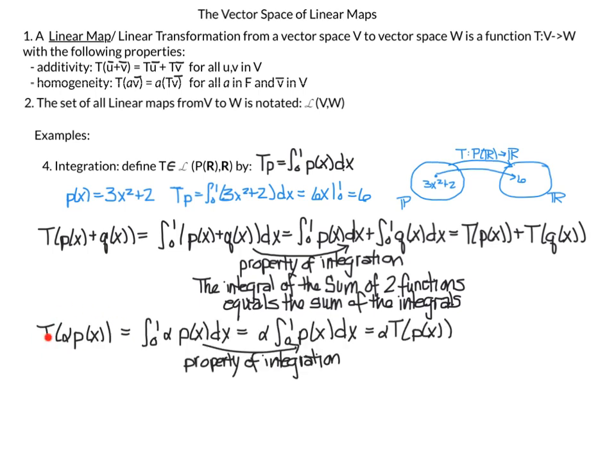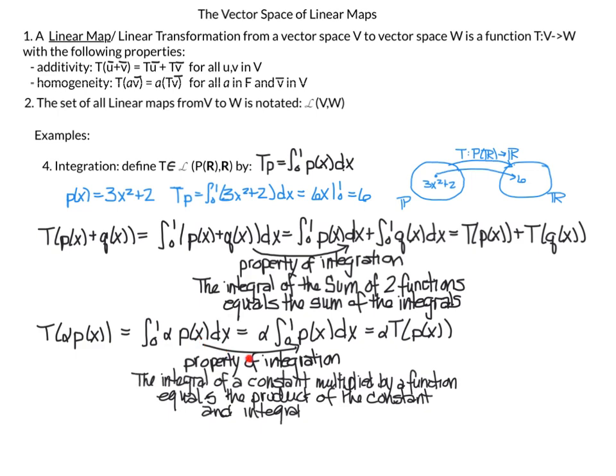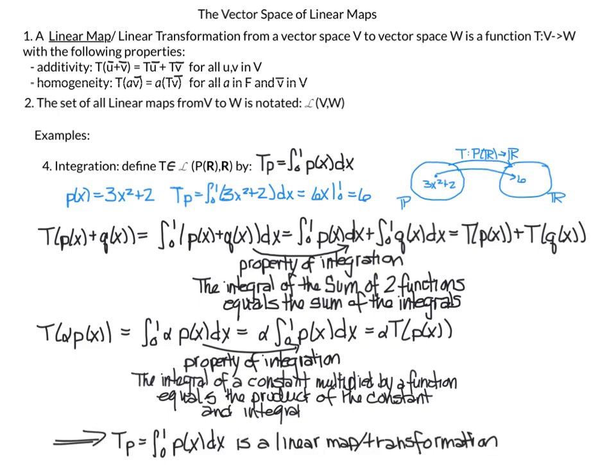So we look at the transform on alpha p of x. So this is going to be the integral from 0 to 1 of alpha p of x. But we know from properties of integration that we can factor out this scalar alpha. So we're going to have alpha times the integral from 0 to 1 of p of x dx, but this integral is just equal to the transform on p of x. Since we have shown both additivity and homogeneity, then our transform T of p, which is equal to the integral from 0 to 1 of p of x dx, is a linear map.